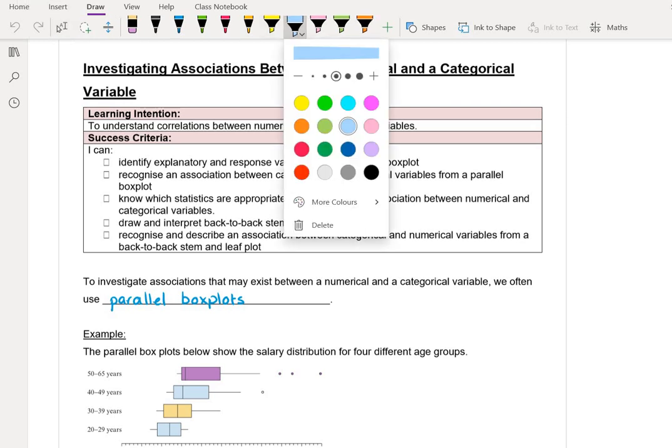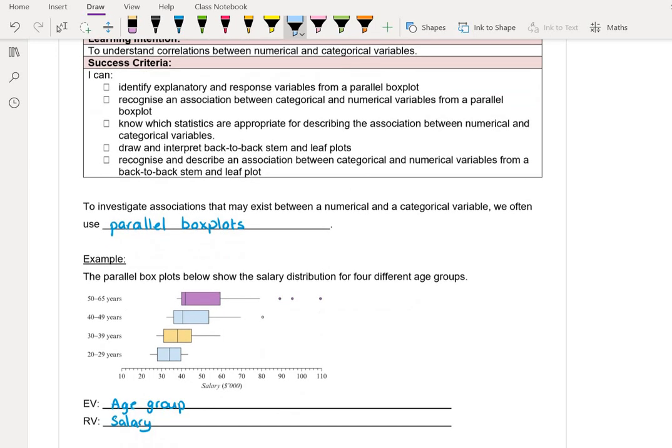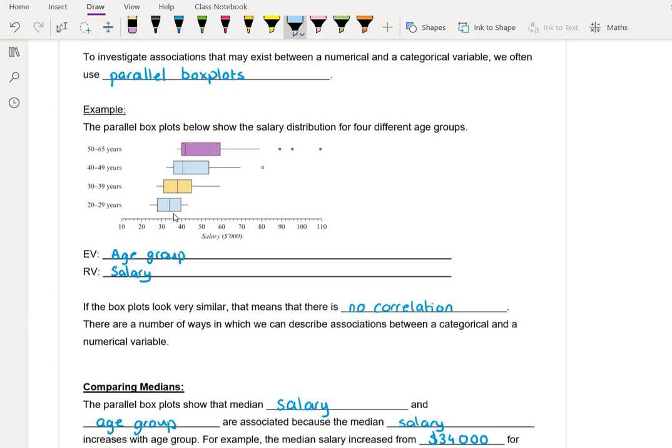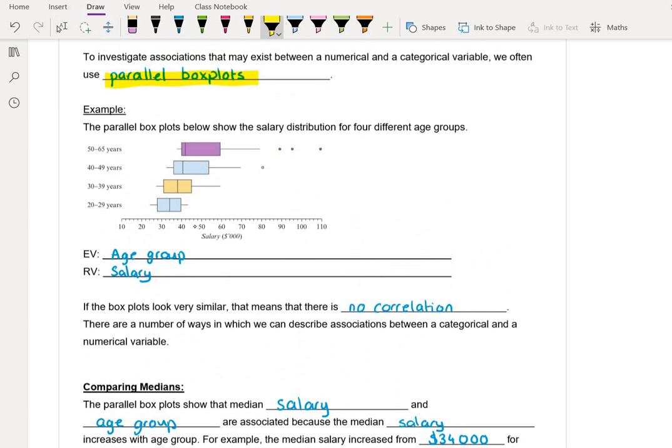Alright, in this lesson we're investigating associations between numerical and categorical variables using a whole range of different methods. So, starting with parallel box plots. Parallel box plots are box plots, but they have two or more next to each other. So it's a really nice way to compare all the key statistics for different groups.